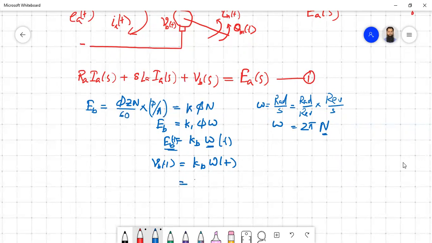Similarly, but we are interested in theta, not omega. So we can write k_b d theta_m(t) by dt equal to your v_b(t).